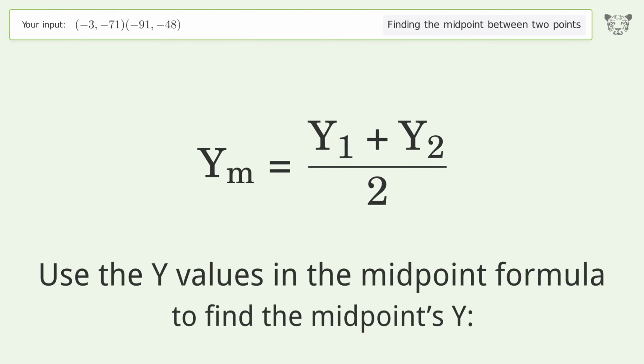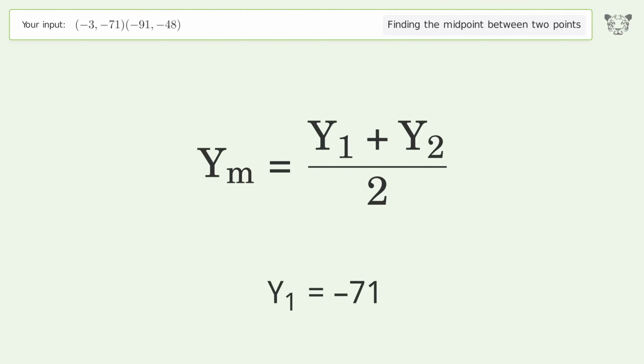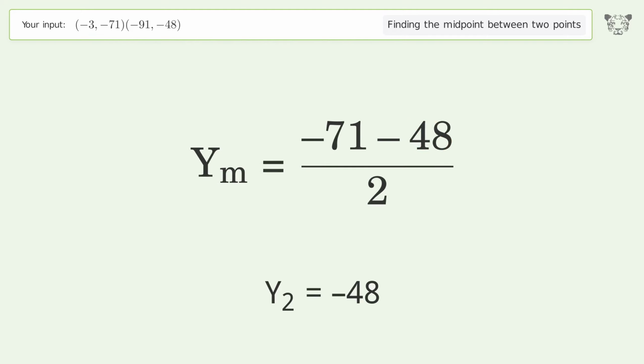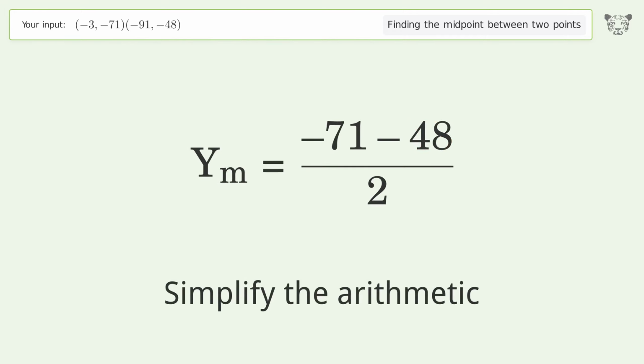Use the y values in the midpoint formula to find the midpoint's y. y1 equals -71. y2 equals -48. Simplify the arithmetic.